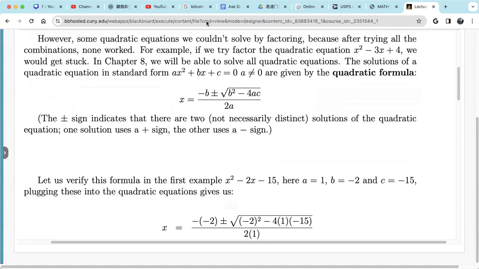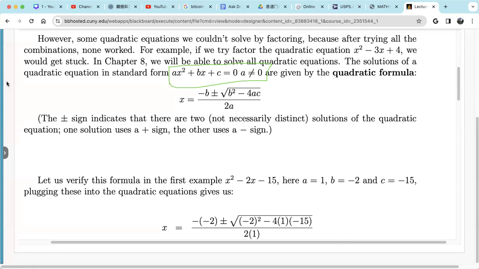Quadratic formula. Sometimes it's difficult to factor the equation, or maybe it's impossible to factor the equation, so we could use this solution. The setup is this: we have to write the equation in this form.